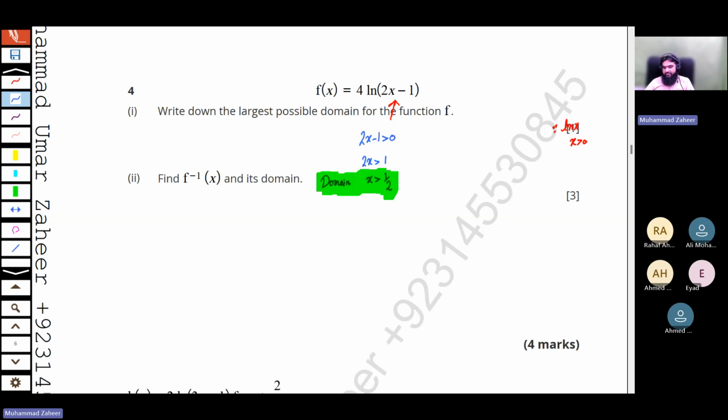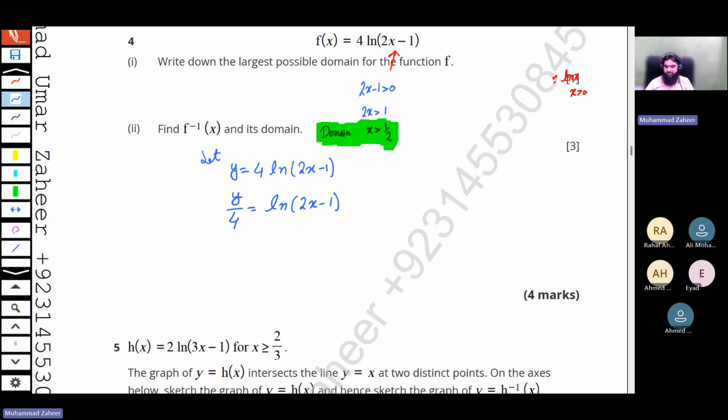Now we have the next question. It says find f inverse of x and its domain. Now we have to find the inverse. For the inverse, first of all, we suppose that y is equal to the function, that is 4 natural log of 2x minus 1. Now we have to make x the subject. The 4 is multiplying, so on the other side it will divide: y over 4 is equal to natural log of 2x minus 1.